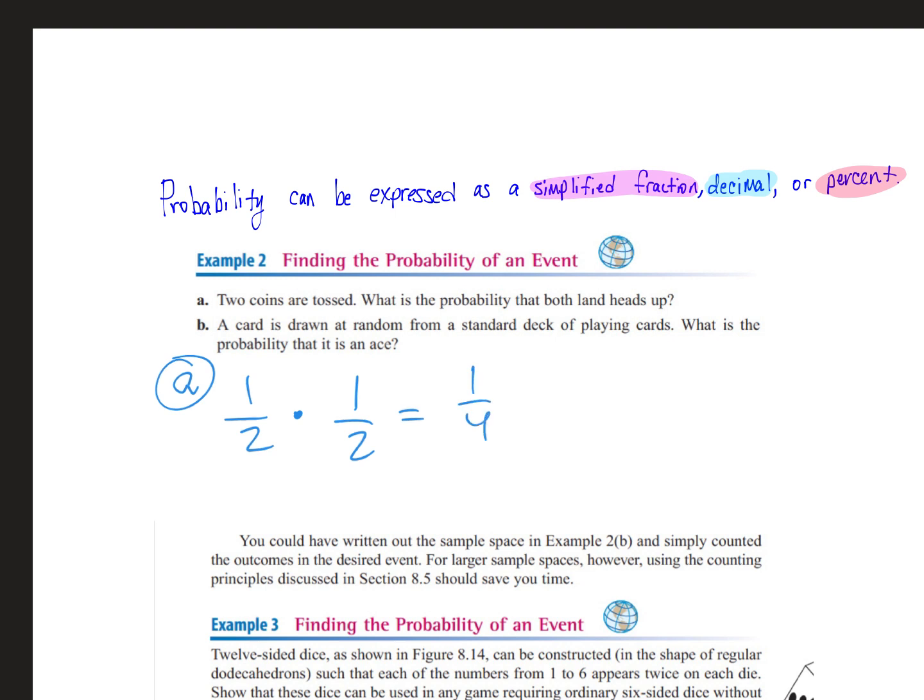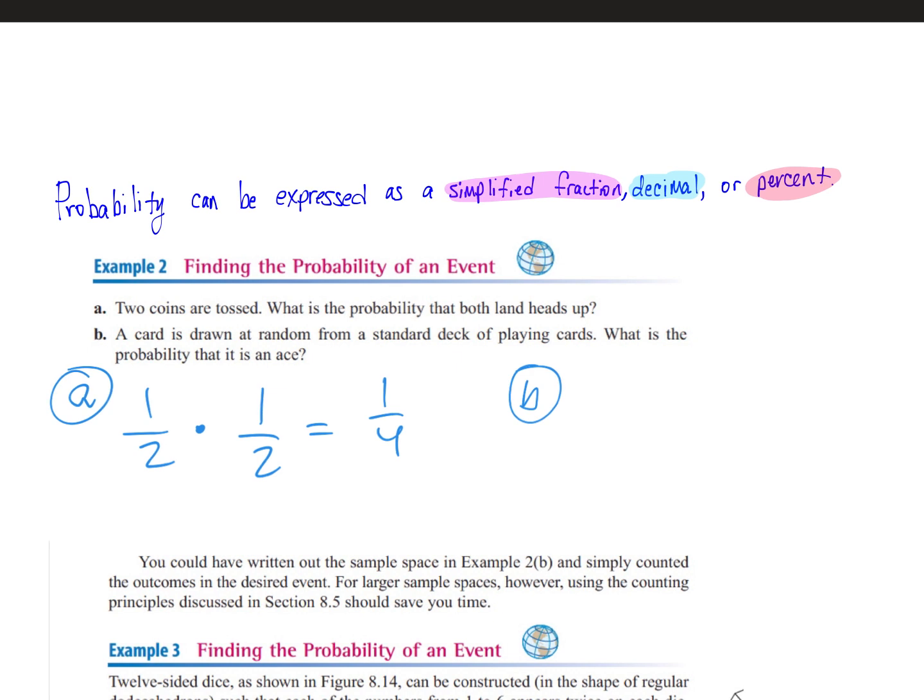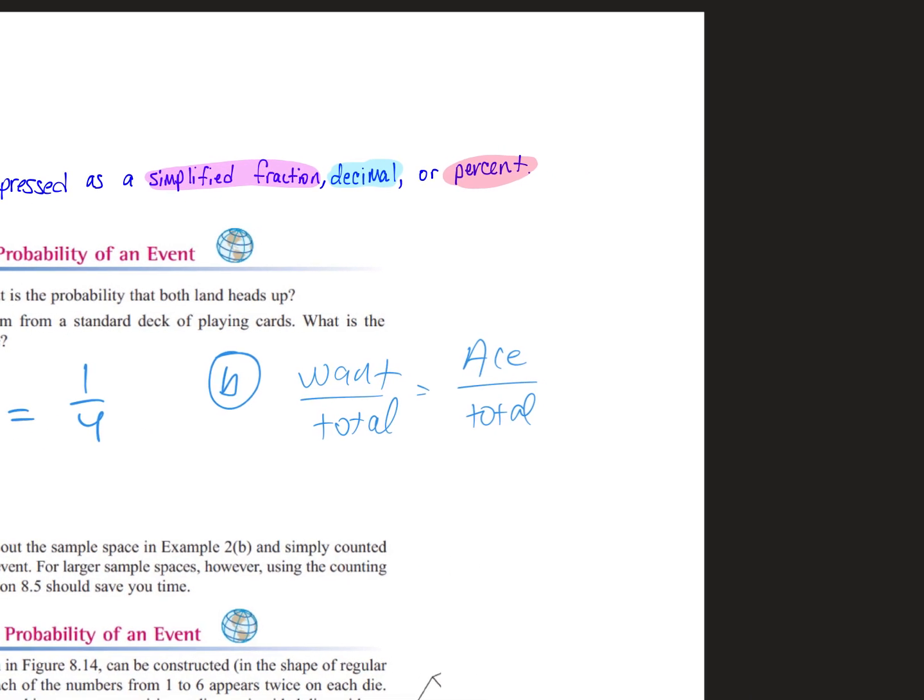These cards, you're going to talk about cards a lot. A card is drawn at random from a standard deck. We're supposed to know how many cards are in a standard deck: 52. What's the probability that it's an ace? When I say want over total, this might help you visualize it. What do you want to happen? An ace over the total. How many aces are in a deck? 4 out of how many total? 52. If I simplify that, what does it become?